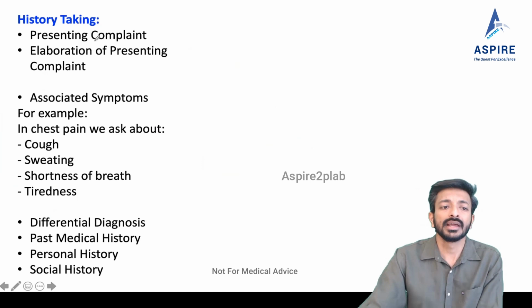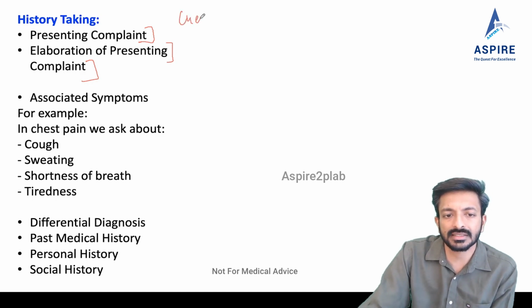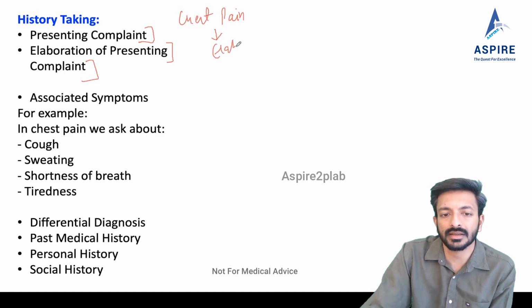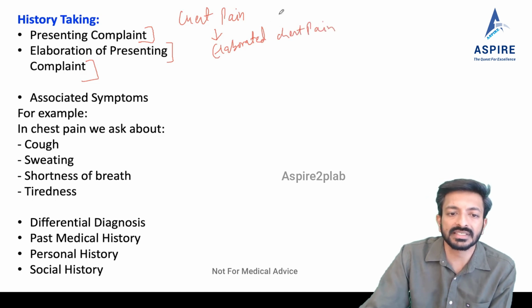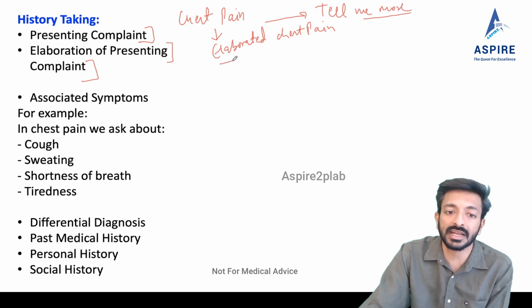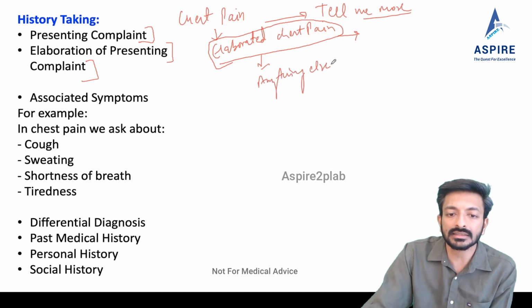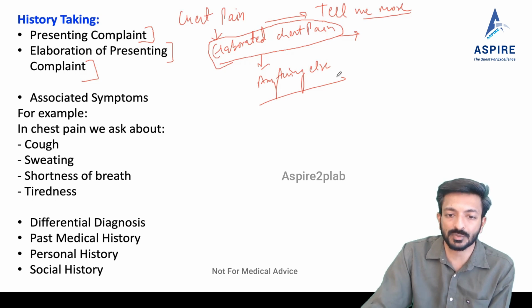So what I mean to say is, in history taking, when you have a presenting complaint, we need to elaborate that presenting complaint. For example, we are discussing chest pain. The patient has given you a complaint, chest pain. So we elaborated the chest pain. We asked the patient, tell me more about chest pain, and the patient has elaborated it. Whatever he hasn't mentioned, we will elaborate. After that, we ask the patient if there is anything else with the chest pain.